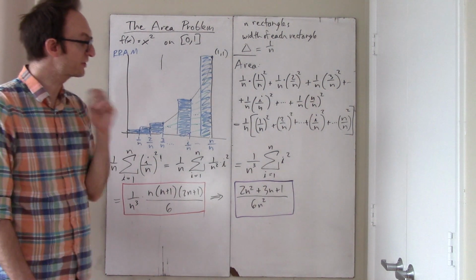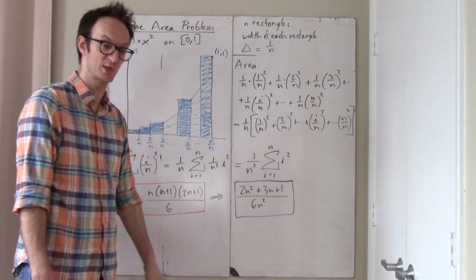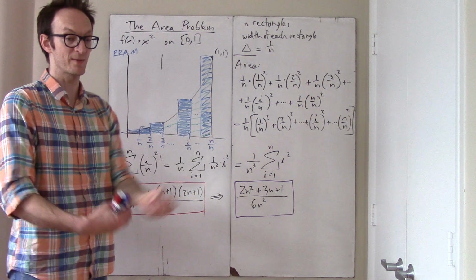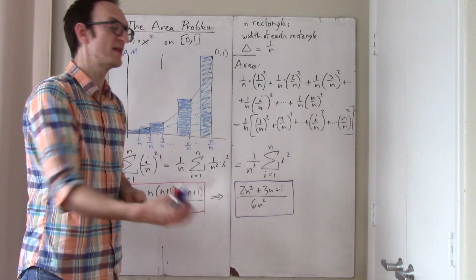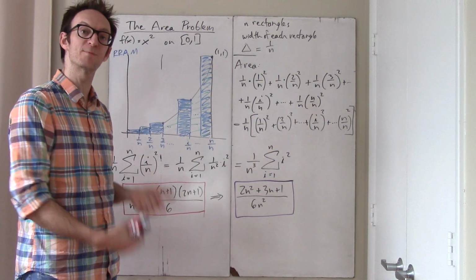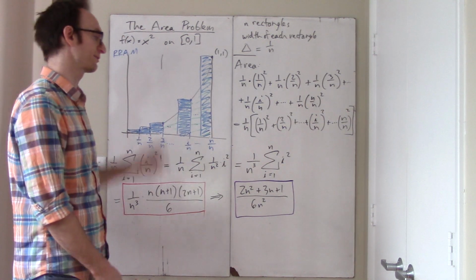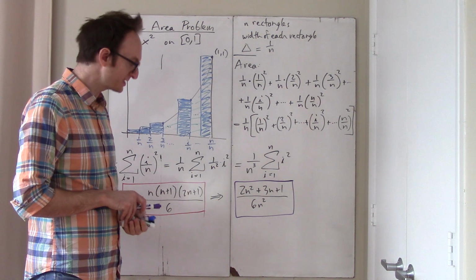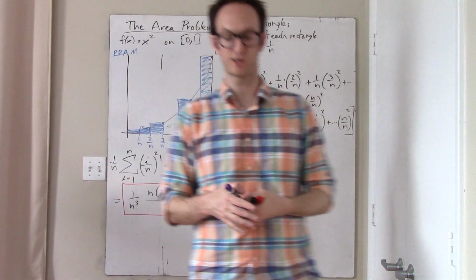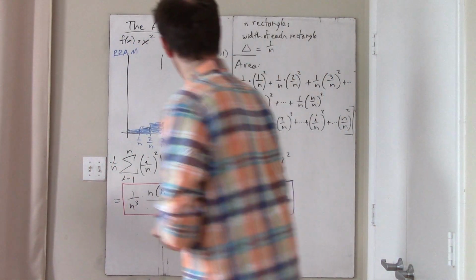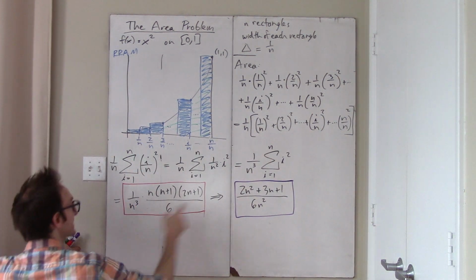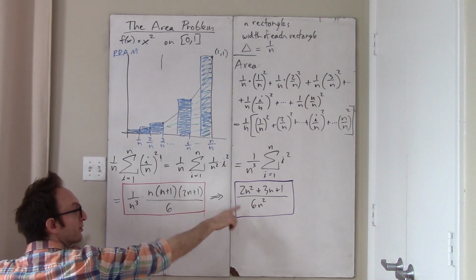And so what you should think of this formula in the purple as doing is outputting: you input an n, it outputs the area under the curve as approximated by n rectangles for this function on this interval. And now we wanted to know the true area under the curve. Well, the true area under the curve comes from just letting the number of rectangles approach infinity.